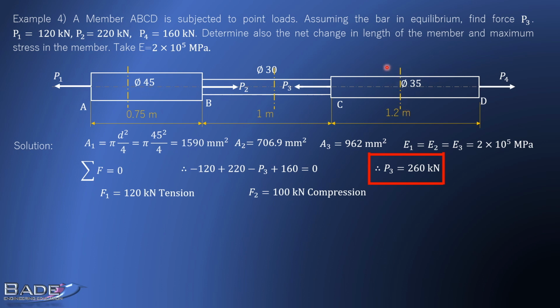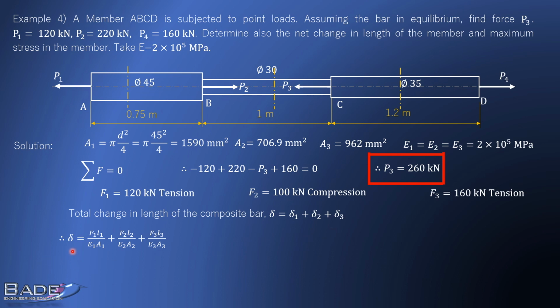Now consider a section in third part. Now sum of forces on any one side. So better consider right side. So it is pull. How much is P4? 160. So 160 pull. So F3 is 160 tension. Now use formula. Total change in length is delta 1 plus delta 2 plus delta 3.